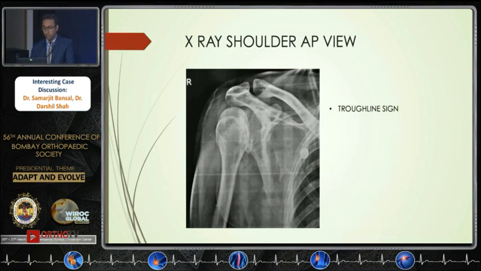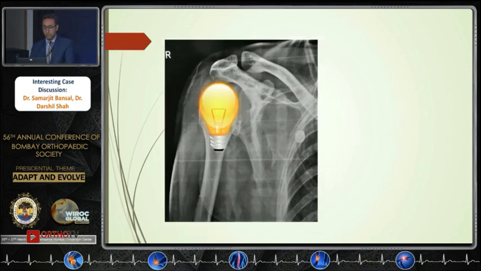So it showed a trough line sign, which is a thick, dense line seen on the medial aspect of the humeral head because of the glenoid impact. This is suggestive of posterior dislocation of the shoulder. Then there was a Hill-Sachs line, and there is a light bulb sign, which shows the internal rotation of the shoulder. So both of these features are suggestive of posterior dislocation of the shoulder.